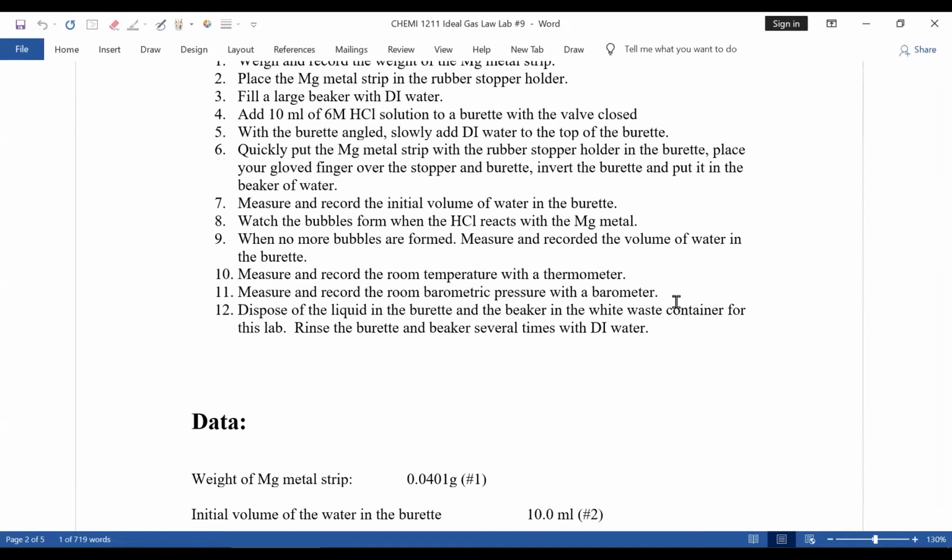In each lab, we have a barometer, and I'd ask one student to look at it and tell what it is. And I'd convert it into millimeters of mercury or torr, because it's usually in inches of mercury, which is what we use for weather. And then I'd have you dispose of the liquid in the burette in the beaker in a white waste container and rinse out and clean your glassware.